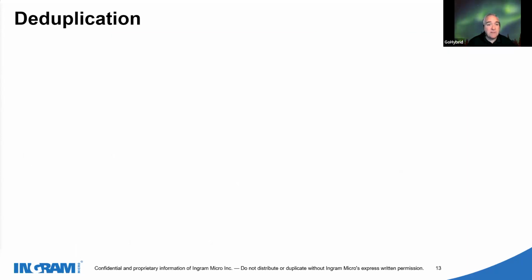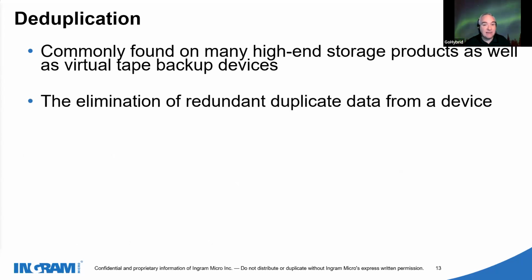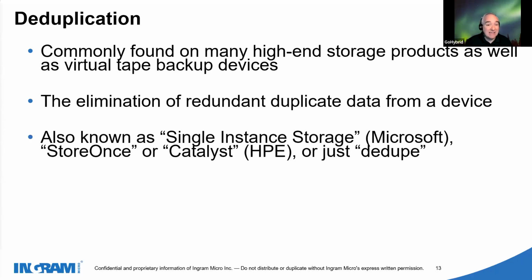I'm going to switch and talk a little bit about some terms used in storage. And I just mentioned deduplication, so we'll start there. Deduplication is commonly found on many of the high-end storage products as well as virtual tape backup devices. It is the ability to eliminate redundant data or duplicate data from a device. It's also known as single instance storage, which is a term that Microsoft used to use a lot. Store once or catalyst are the phrases used by Hewlett Packard Enterprise, and sometimes people just refer to it as dedupe.